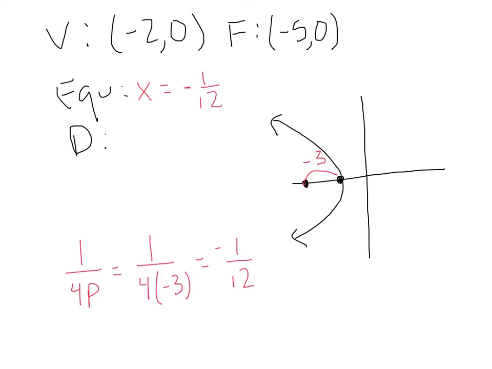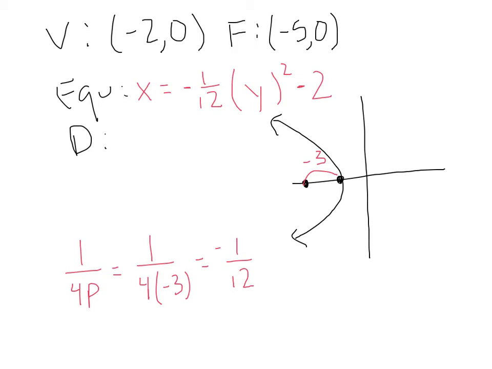Now the only other thing I need to finish my equation is the vertex. So we're going to have y minus k. Well, in this case, k is 0, so it's just y minus 0, squared, plus h, so minus 2. Now we have our equation, we can find our directrix.